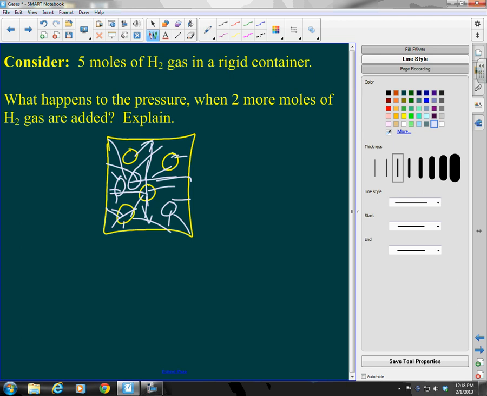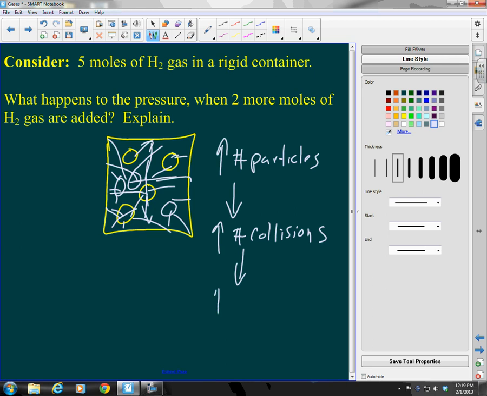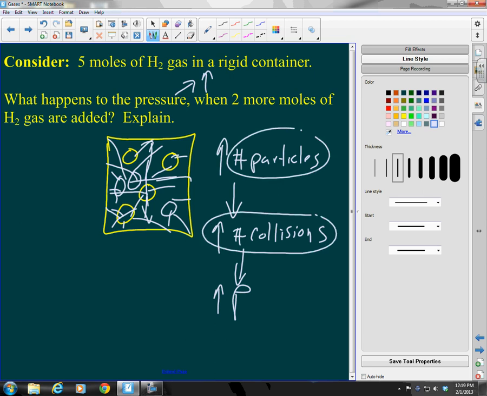If I increase my number of particles, what's going to happen? Well, if I have more particles and they're all flying around, that will lead to what? An increase in the number of collisions. And if I have an increase in the number of collisions, that means what? My pressure increases. Why? Because there are more particles. More particles lead to more collisions. More collisions lead to greater pressure.